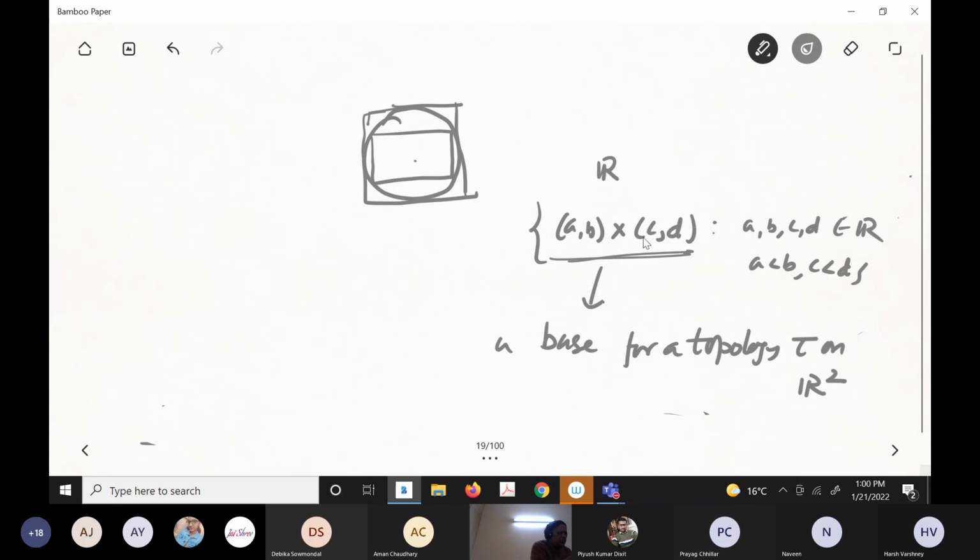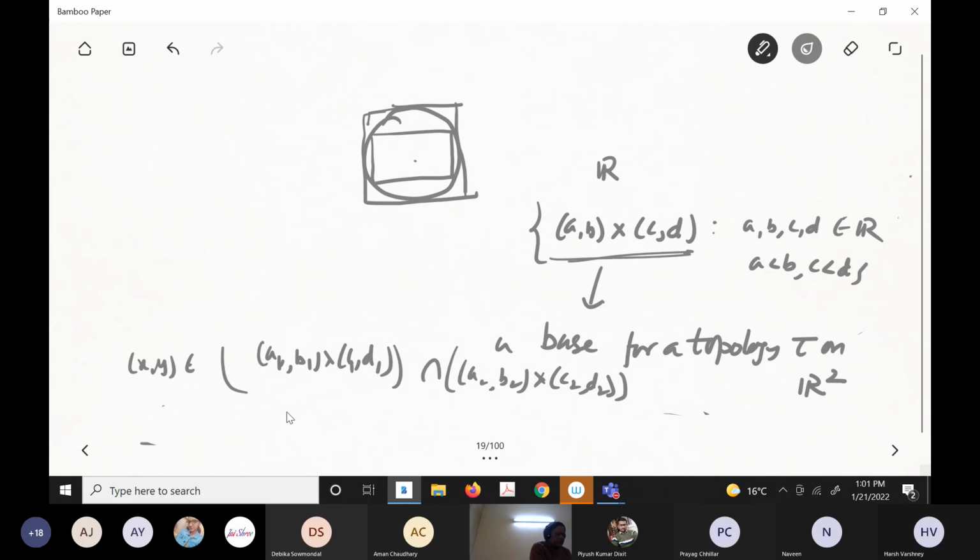Its union will be the whole R square. The empty union will give you the empty set. Any point x, y, you can put inside that. And if you have the intersection of this, here you should understand A1, B1, C1, D1, its intersection, taking A2, B2, to have a point, you can manufacture that. How to do that?